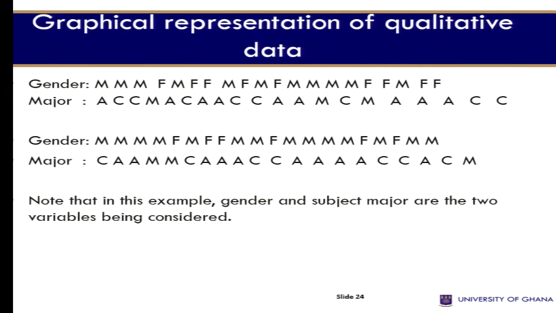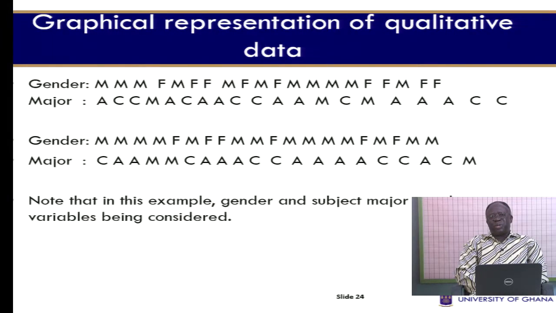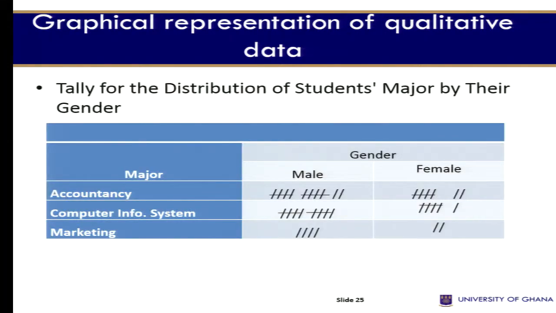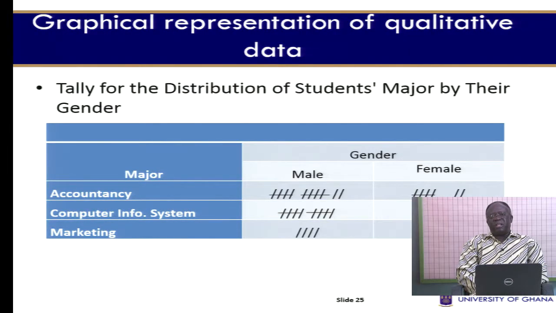Under gender, you have male, male, male, female, male across, and then the courses they like to read are also labeled across. You know that in this example, gender and subject major are the two variables being considered. So this is how the tally becomes. We tally the distribution of students' major by gender.